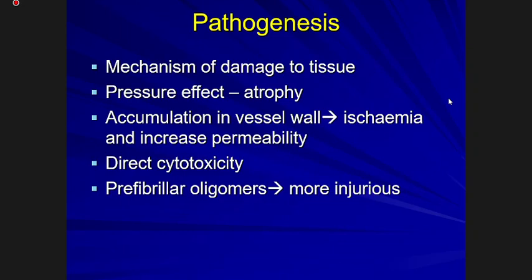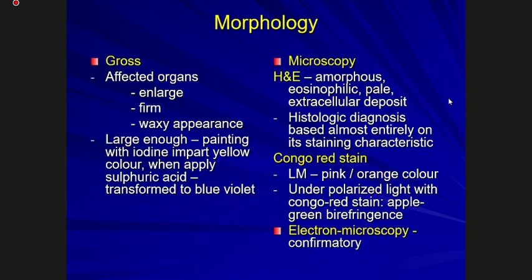So that means the formation of the amyloid protein itself is also cytotoxic to the cell. So these are the ways amyloid protein can damage the tissue: pressure effect, vessel wall damage, as well as direct toxicity.